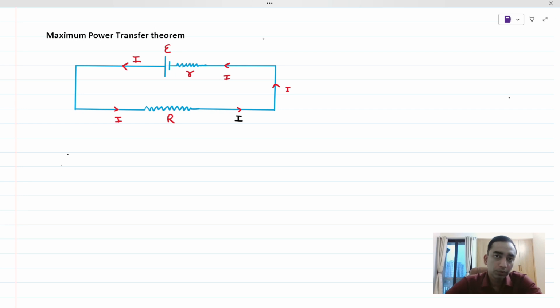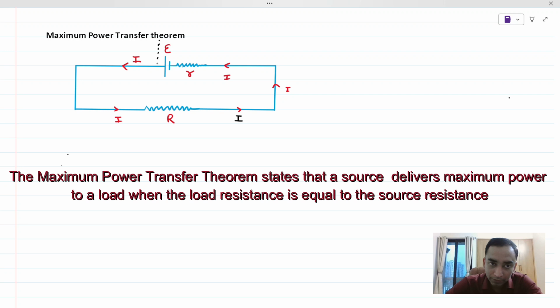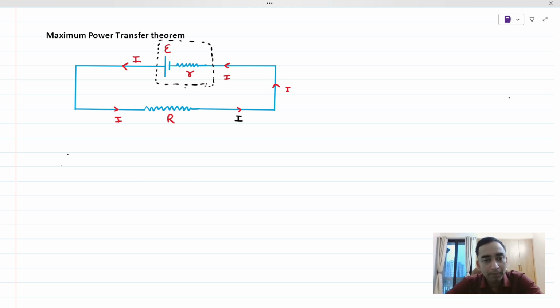So let us understand first of all what maximum power transfer theorem is. Here we have a battery. This entire dotted part is the battery. The EMF of the battery is this E, and this small r is the internal resistance, and we are connecting this battery to an external resistance R.